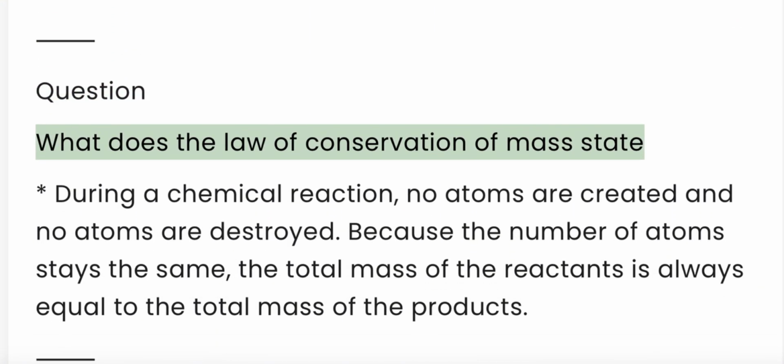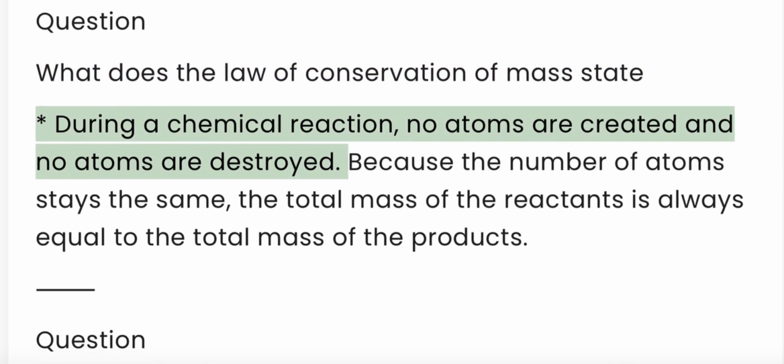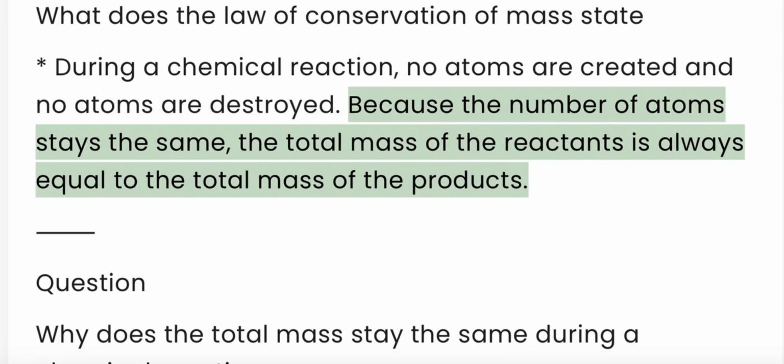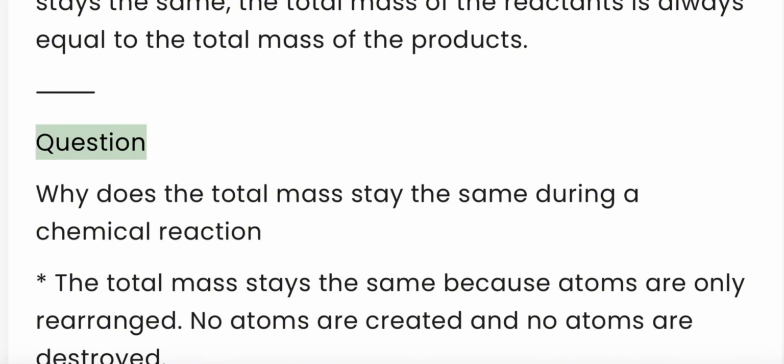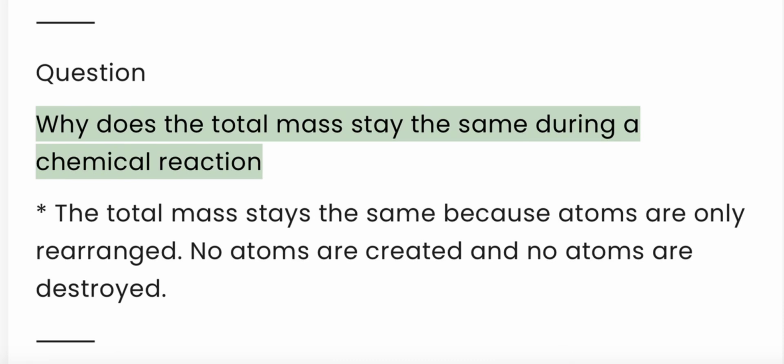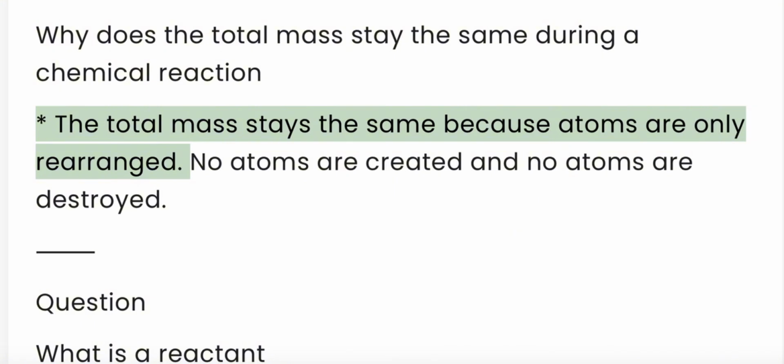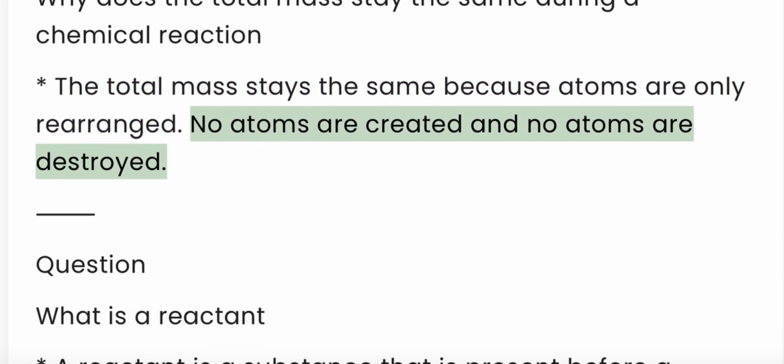Question: what does the law of conservation of mass state? During a chemical reaction, no atoms are created and no atoms are destroyed. Because the number of atoms stays the same, the total mass of the reactants is always equal to the total mass of the products. Question: why does the total mass stay the same during a chemical reaction? The total mass stays the same because atoms are only rearranged. No atoms are created and no atoms are destroyed.